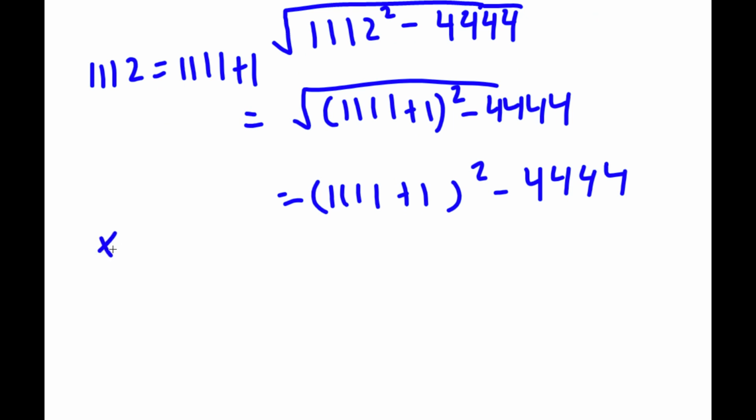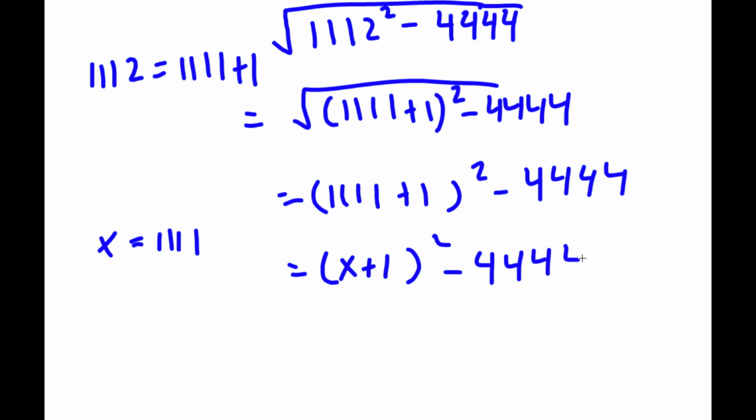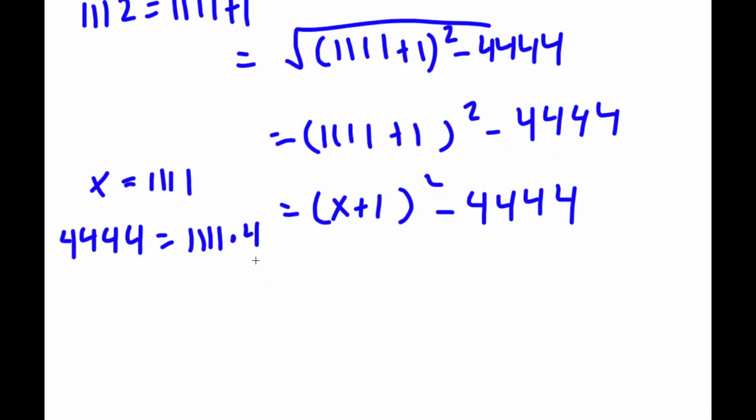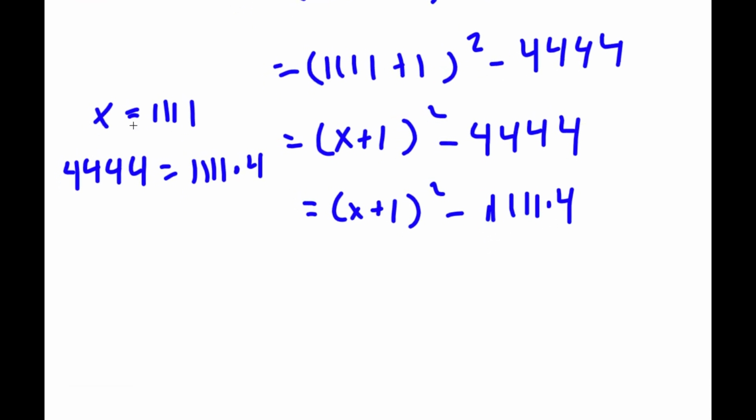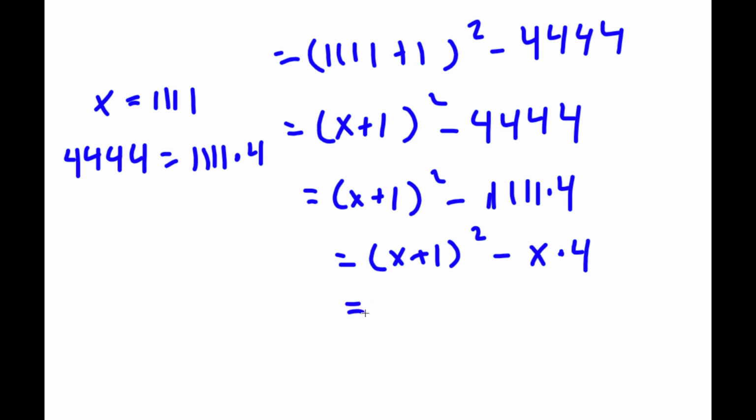Now I'm going to set x as 1,111. So this is equal to x plus 1 squared minus 4,444. Now 4,444 is the same thing as 1,111 times 4. So now if I substitute this in, I get x plus 1 squared minus 1,111 times 4. And remember, we set x as 1,111, so this is equal to x plus 1 squared minus x times 4. X times 4 is the same thing as 4x, so we get x plus 1 squared minus 4x.